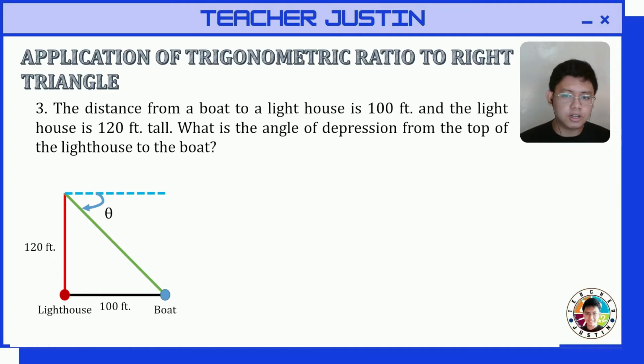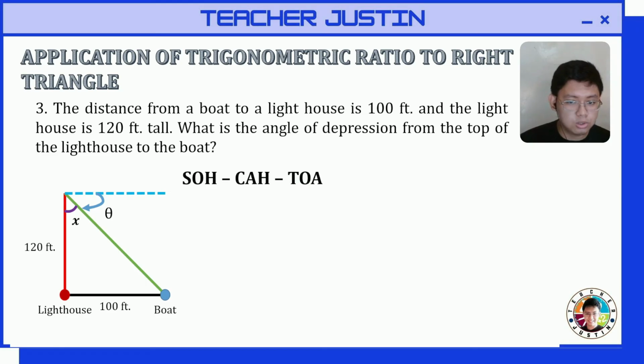So, in order for us to solve for the angle of depression, we need to find the angle inside the right triangle. So, let's solve for this angle. Let's name it angle X. So, angle X is inside the right triangle. Let's solve for the value of that angle.